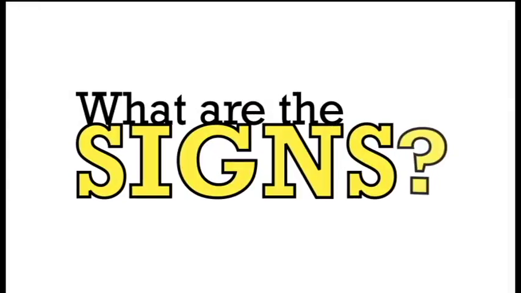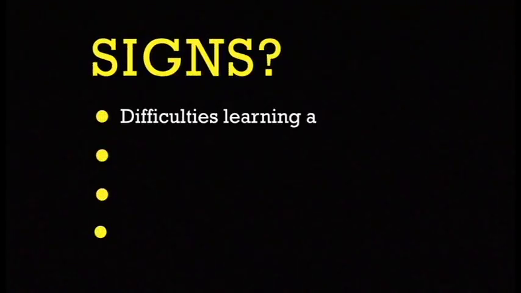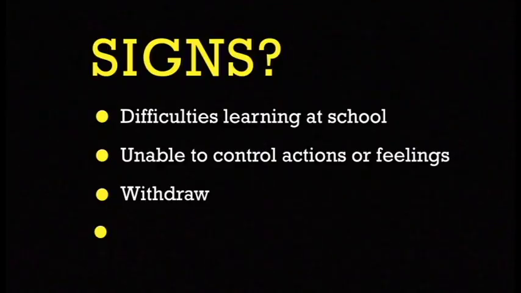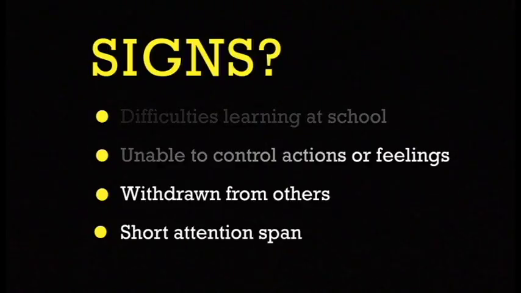What are the signs? The first sign in an infant is a delay in their development. You should look for these signs: difficulties with learning at school, not being able to control actions like getting angered easily or crying, withdrawing from others, fear of building friendships, and a short attention span.